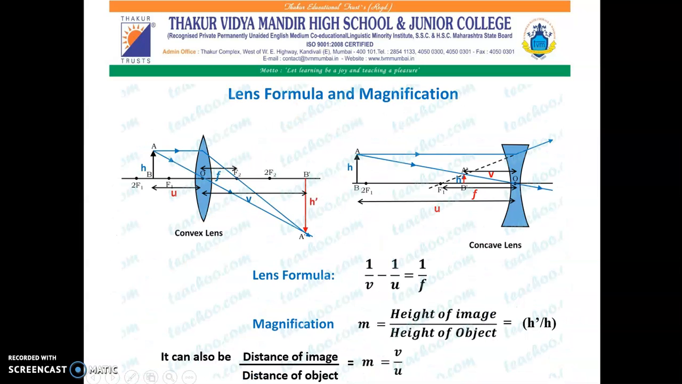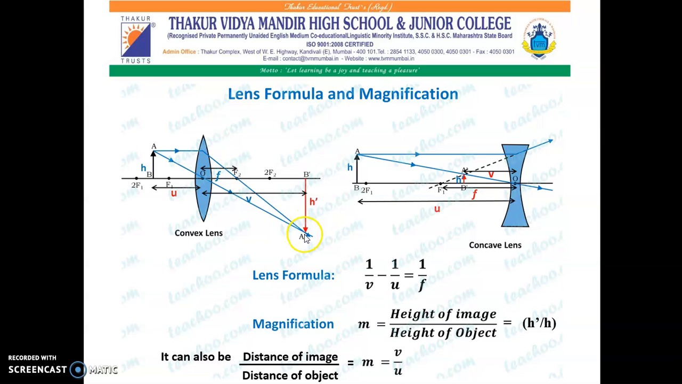Lens formula and magnification. Ray diagram for convex lens and concave lens are shown over here in the picture. You can see AB is the position of the object, H is the height of the object, and small u is indicating the distance of the object from the optical center.